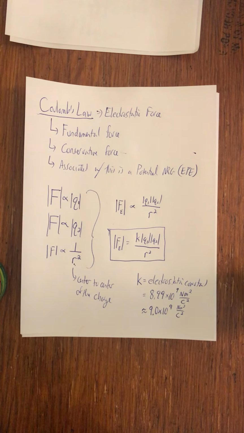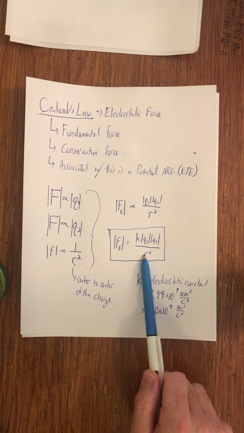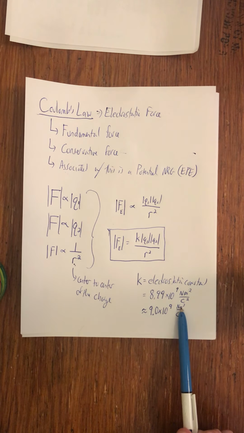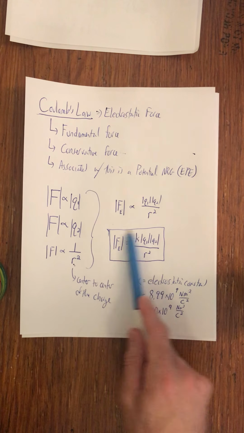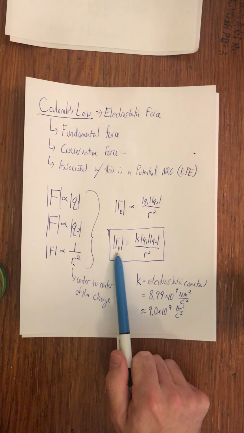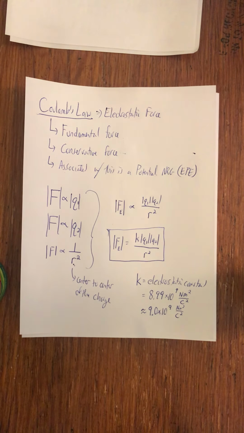So a couple of things about this. One, when we plug into this, our r has to be in meters, our Q's have to be in coulombs, not in terms of elementary charges, okay? Second, this equation only gets for us what the size of the force is. It does not get for us the direction of the force.